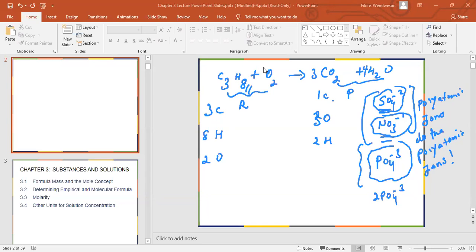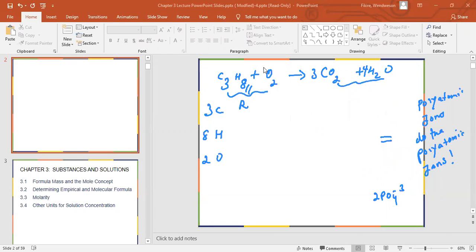Now look at the number of oxygen on the product side. How many oxygen do you have on the product side?